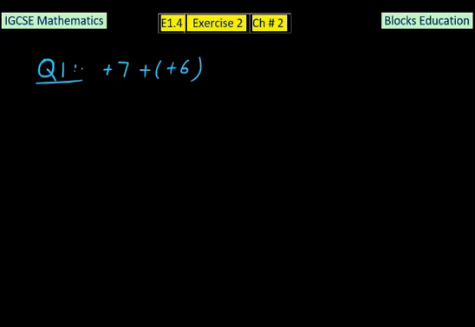Right, so let's start exercise 2 of chapter number 2. In question number 1 it says plus 7 times bracket plus 6. So plus 7, you can write just 7 as well. By default, if you don't write any sign, it is plus. And as we have learned just before this clip, if you multiply plus by plus, it makes plus.